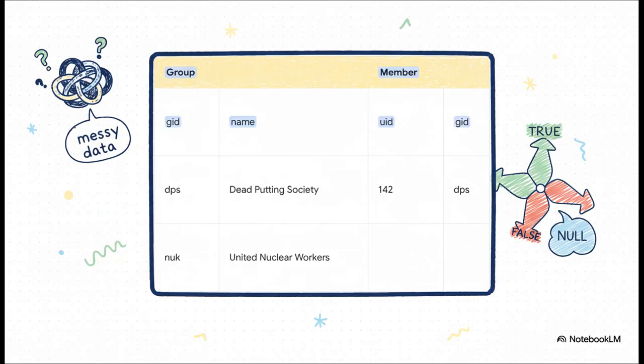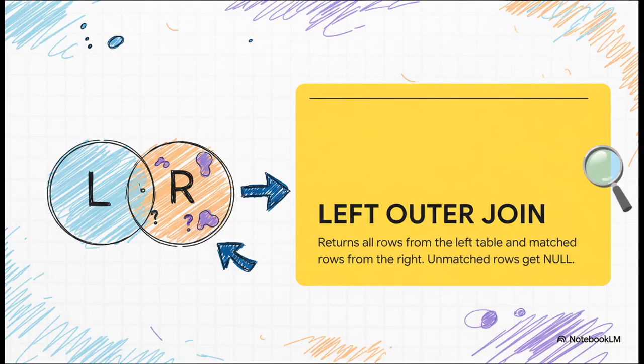Okay, picture this. We've got two separate tables. One lists our groups, like the Dead Pudding Society and the United Nuclear Workers. The second table links our users to those groups. But notice, there's nobody listed as a member for the United Nuclear Workers. So how can we make one big list of all the groups and their members, even for the groups that are empty right now? The tool built for exactly this job is the left outer join.